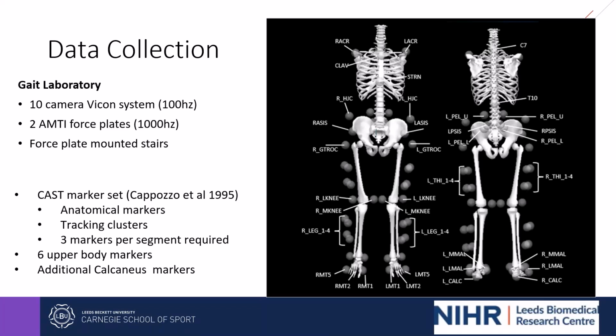And I'll get onto in a second how that might affect the modelling and how we sorted that within the Anybody modelling system. In addition to the standard CAST marker set, we had 6 upper body markers. Again, this was to help the musculoskeletal modelling, so we could track the position of the trunk to give us some more realistic joint contact force data. And then we also had some additional calcaneus markers for some of the stair trials as well. This is because we recognised early on that the markers on the calcaneus were getting obscured, particularly during stair descent. So we added some additional ones, so we could track the foot a little bit better.